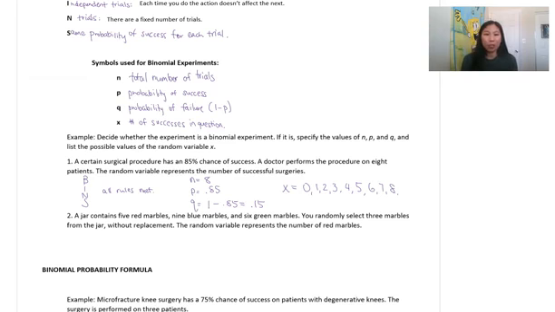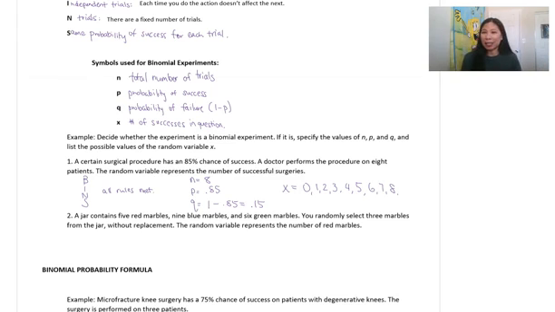Second example, we have a jar that contains 5 red marbles, 9 blue marbles, and 6 green marbles. You randomly select 3 marbles from the jar without replacement. The random variable represents the number of red marbles. Okay, so here, because they're asking about a random variable that represents the number of red marbles, what we're counting as a success then is drawing a red marble. So failure would be anything that's not red, so blue or green. So we have success or failure for the first rule of binary.